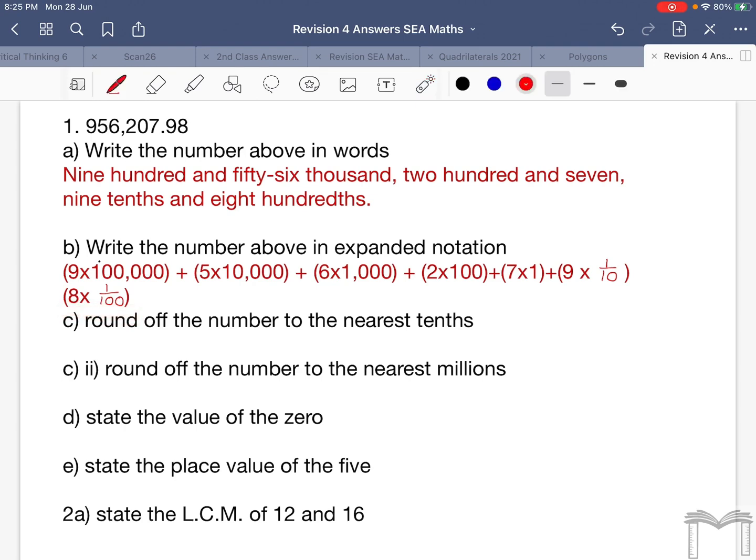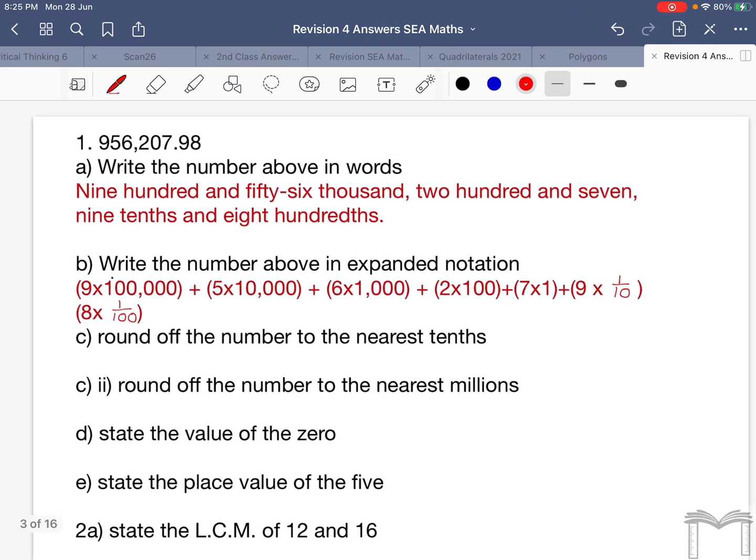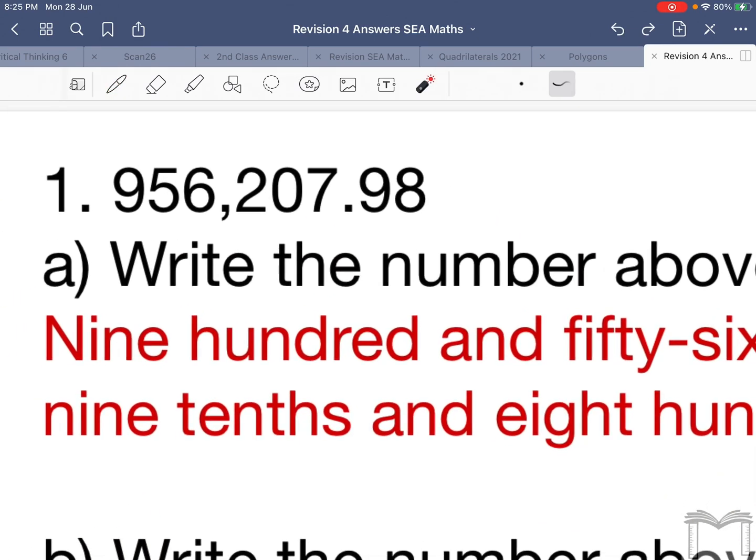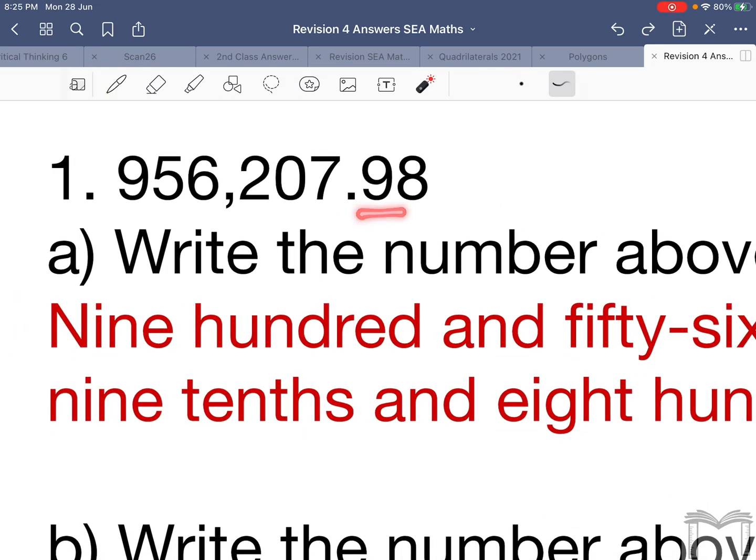Part C. Round off the number above to the nearest tenths. So they are talking about this number on top. The tenths number is the 9. So we look at the number on the right of the 9, which is the 8. Since the 8 falls in the category of 5 or more, we must add 1 to the 9. 9 plus 1 will give us 10.